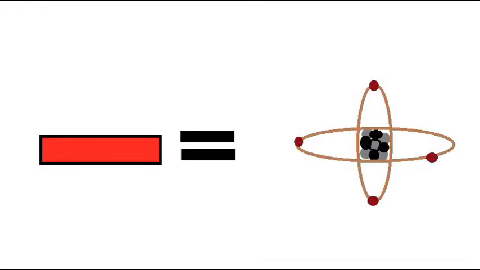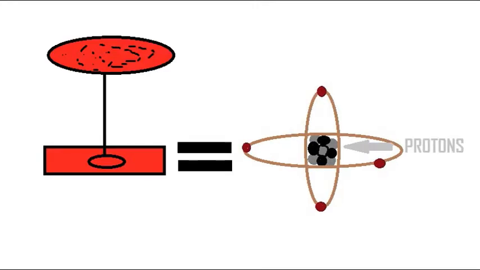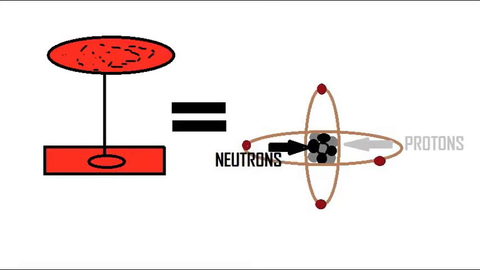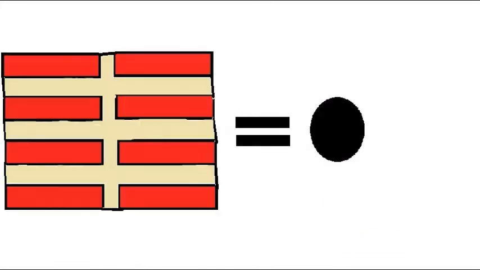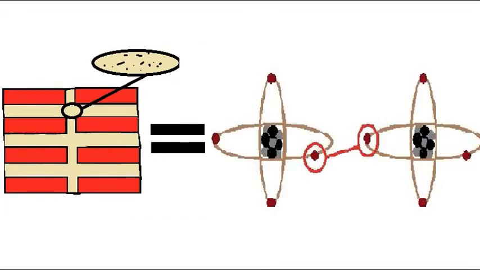Now let's look closely. A brick would be the same as an atom. It is one piece of the building. The material in the brick would be the same as the proton, neutron, and the electrons of the atom. Now let's imagine a wall. The wall is the same as a group of atoms creating a molecule. The cement in between the bricks is the equivalent to the bond of the electrons that the atoms share.